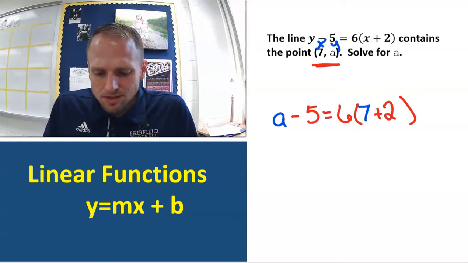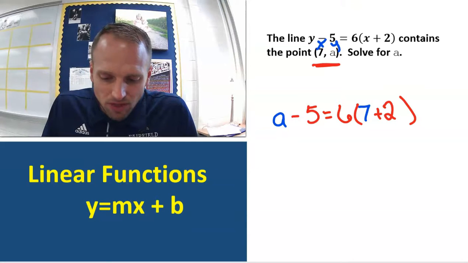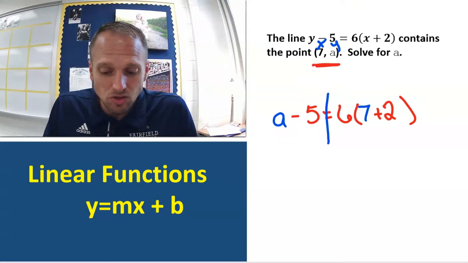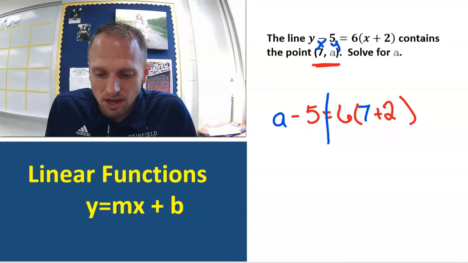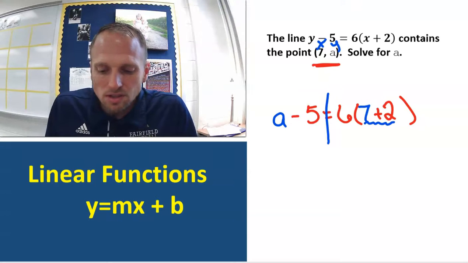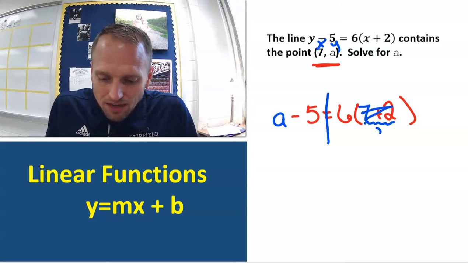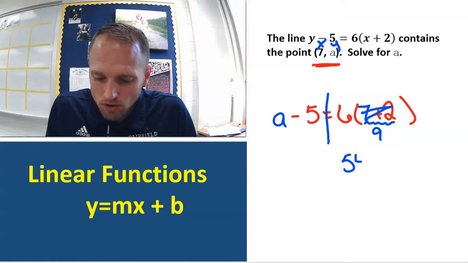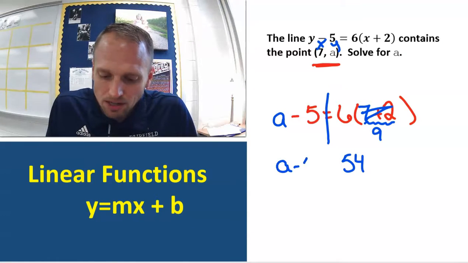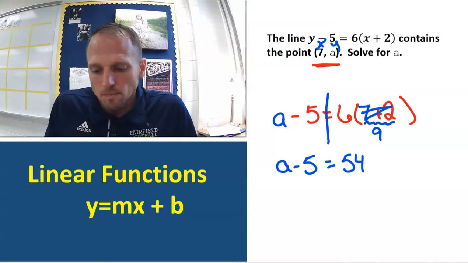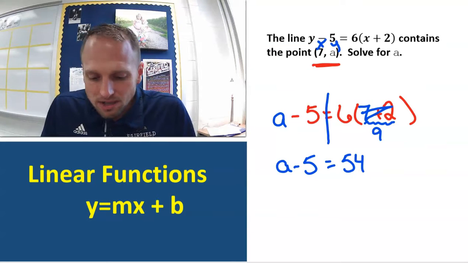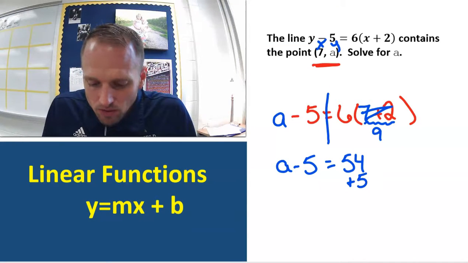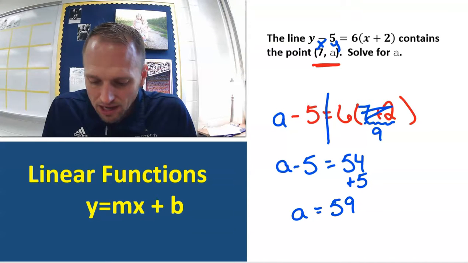Well, let's see this. This doesn't look too bad to solve for a. We could do a couple different things here, but what I'd say, let's just do order of operations on the right side. Parentheses first, 7 plus 2 is 9, and 6 times 9 is 54. So we have a minus 5 equals 54. One last step, let's just add the 5 over. Plus 5, so a equals 59.